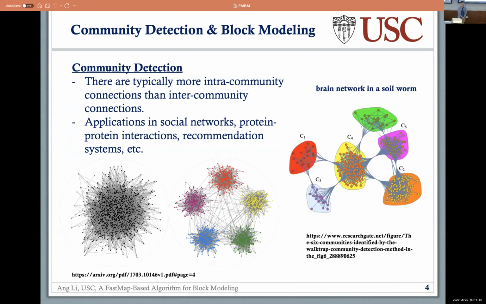Now, let me give you more background knowledge about the block modeling problem. I will start with community detection. Community detection is a simple version of block modeling. In community detection and the block modeling problem, it requires mapping each vertex of a graph into a cluster.